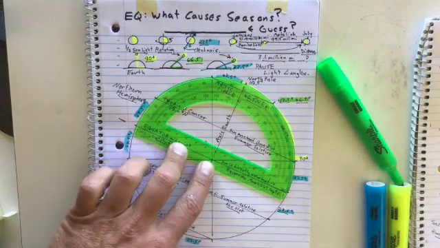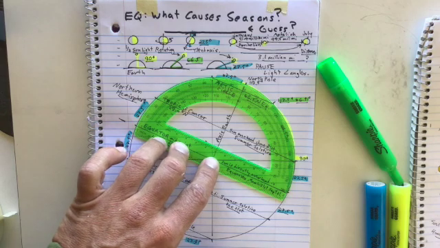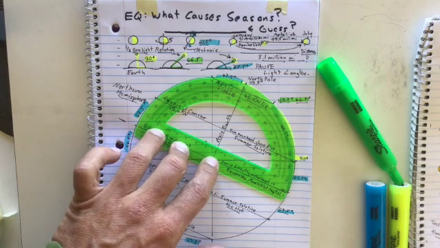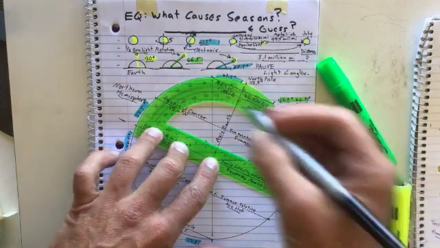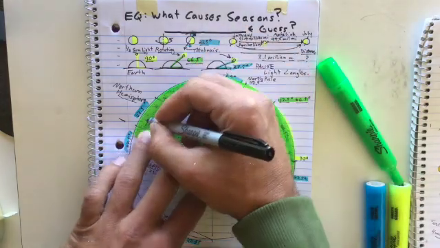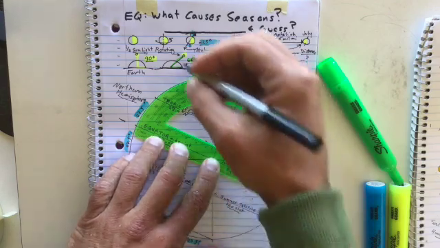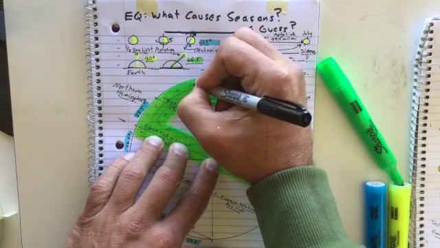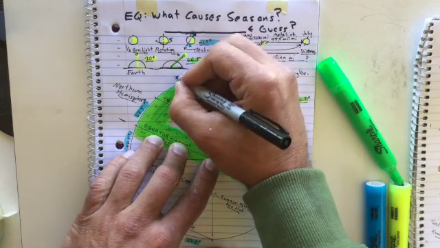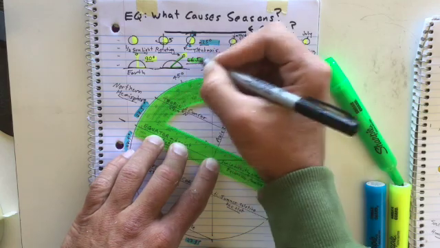Let's see if you can pause the video and find our latitude where we live here in Beaverton, Oregon. Okay, what did you come up with? Well, in Beaverton, if we go, here's 0, here's 90. Look for 45. Here's 40, here's 50, 45. Let's put this 45 degrees right here.